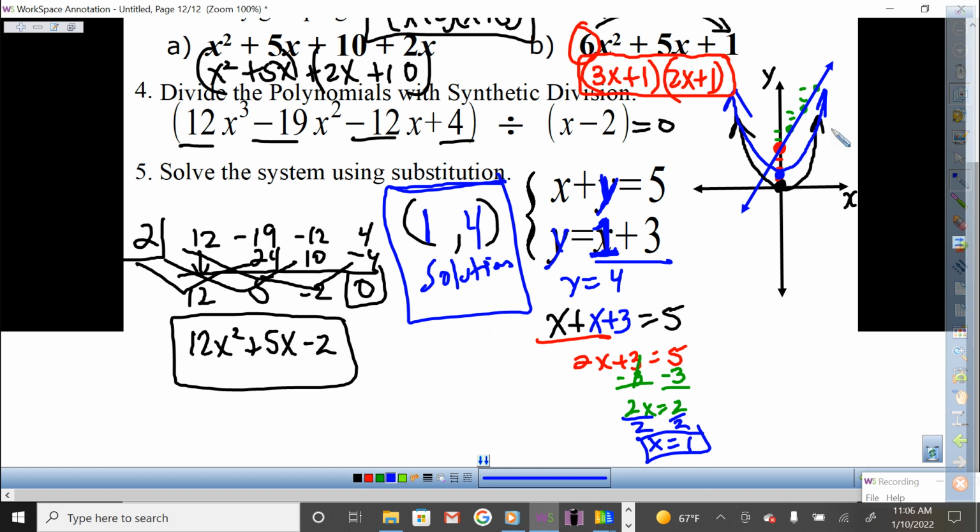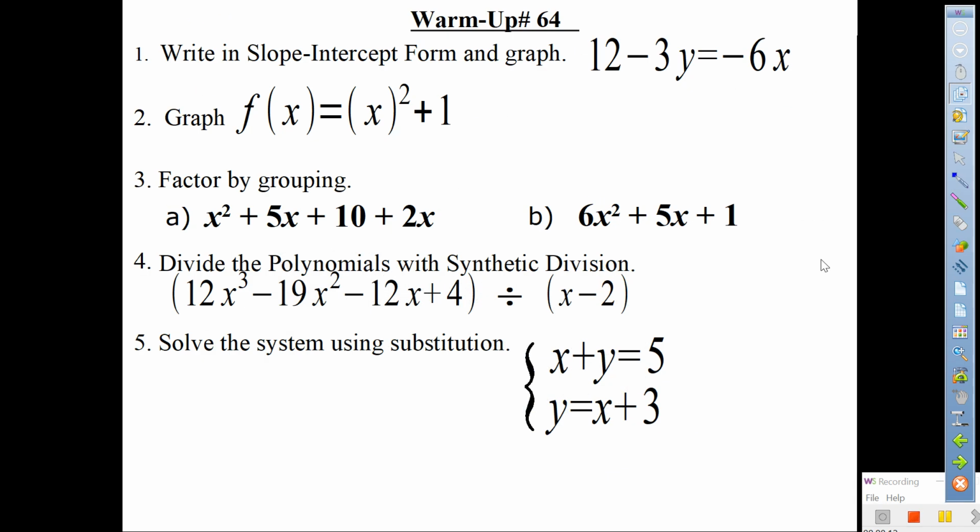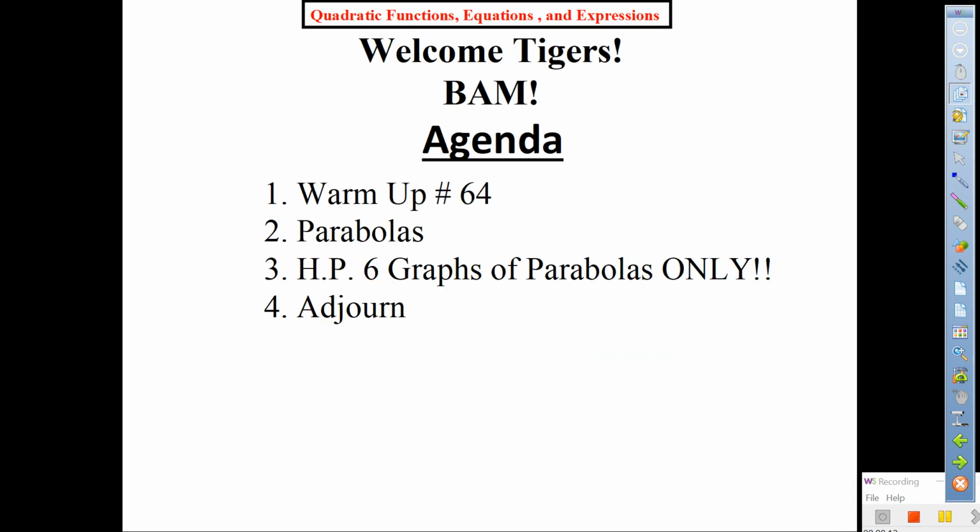Let's go to our agenda for today. Here we go. Our agenda for today, we got warm-up number 64. We're still working on parabolas, and today you only have 6 itty-bitty graphs of parabolas. You're like, why so little, Mr. Q? Well, because you're going to see today. Woo! Let's go! What am I talking about? You guys did your home play over the weekend. You got plenty of practice. You got it done. So it should be automatic, everything we're going to do today. Let's go.